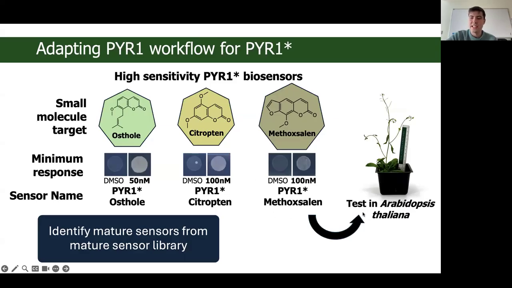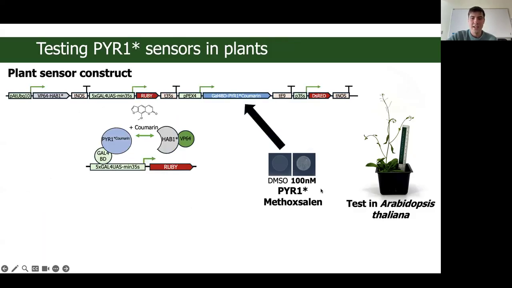I've since moved these into our model plant, Arabidopsis thaliana. You can do this really easily by just cloning it into this vector. You can do it even from the colony PCR, from the yeast itself. And the way that this construct works is that, again, it's a split transcription factor system. It works very similarly to the yeast-2 hybrid system where when coumarins are present, you have that protein-protein interaction.